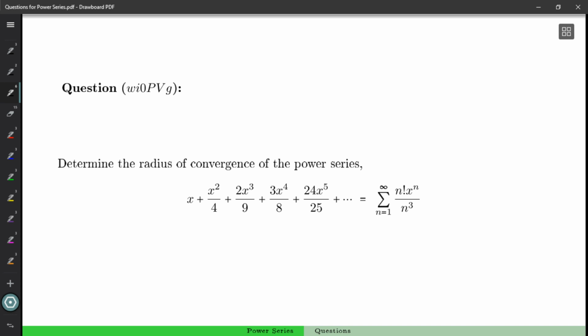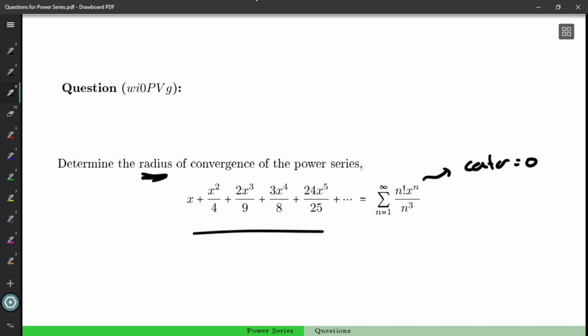Determine the radius of convergence of this power series, which starts with n equals 1 up to infinity, n factorial x to the n over n cubed. So it is a power series, and I can see its center is 0. And we're not interested in the center, we're interested in the radius. So how do we go about finding the radius of convergence?